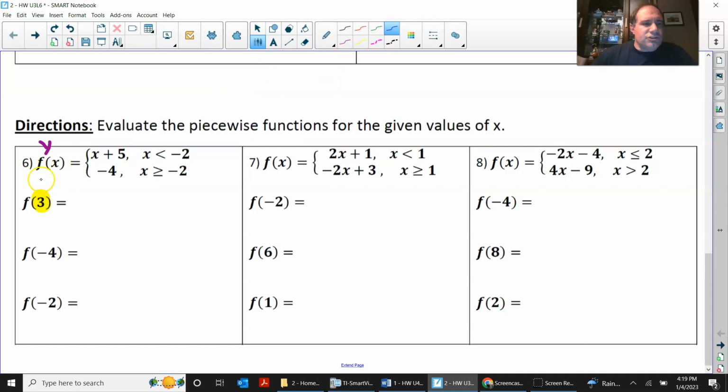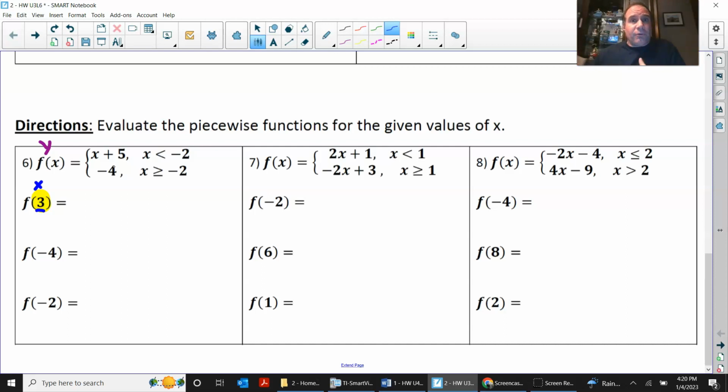Inside the parentheses is just like them giving you what x is equal to. They want you to substitute 3 in for the x. All right? But the thing is, 3 can only satisfy one of these domains. Is 3 less than -2? No, it's not. So you're not going to substitute it into this function. 3 is greater than or equal to -2, so it actually fits into this function. That function is just -4.